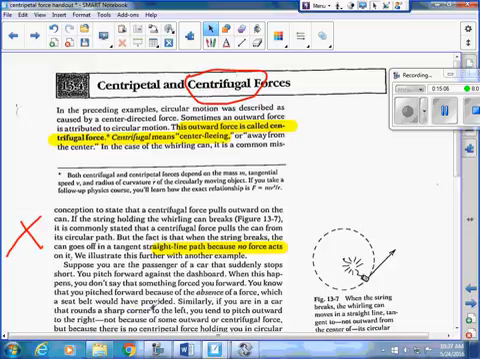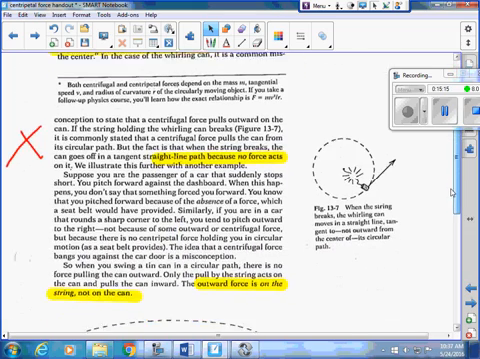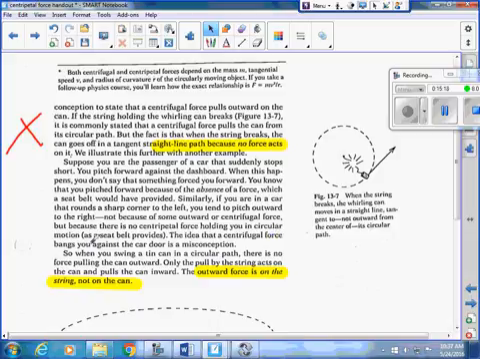Similarly, if you were in a car that rounds a sharp corner to the left, you tend to pitch outward to the right, not because of some outward or centrifugal force, but because there is no centripetal force holding you in a circular motion. The idea that a centrifugal force bangs you against the car door is a misconception. It is not true. Okay? If I'm driving the big bus and we're going forward, and I crank the wheel left, we all go to the right. But in reality, what are you trying to do? Continue going straight, right?